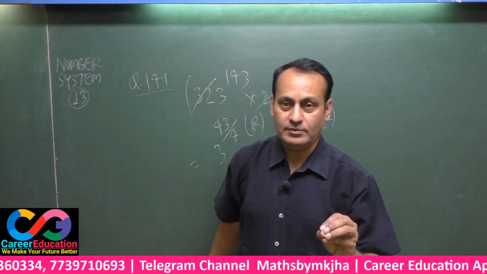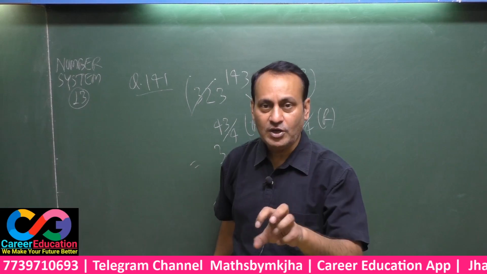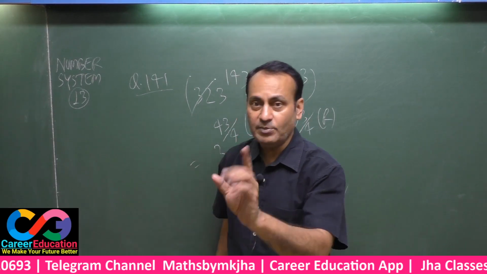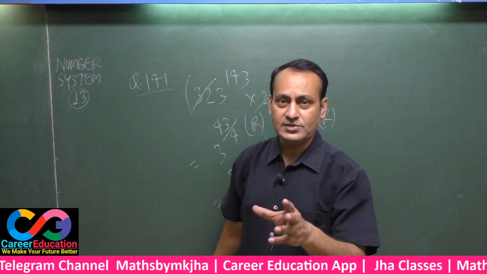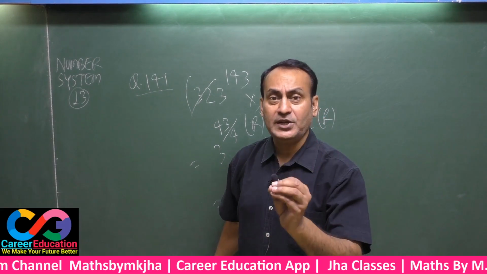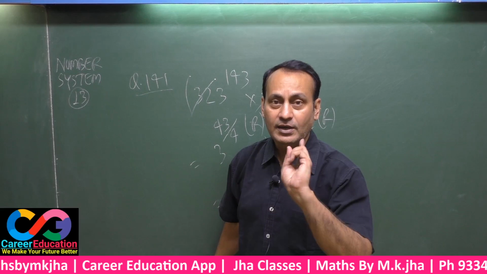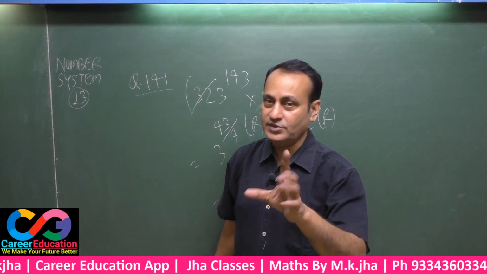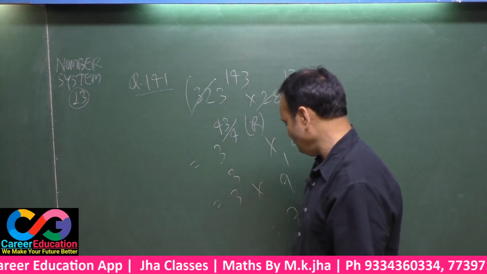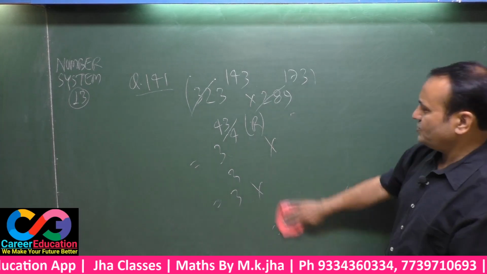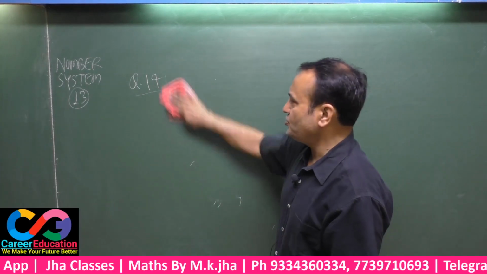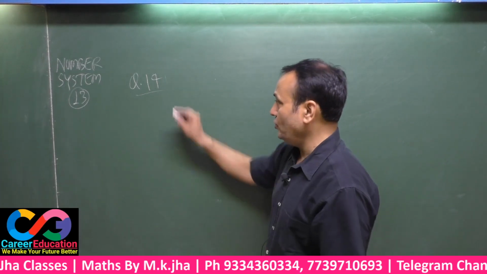Again you have to accept 0 as 4. That means 0 must be replaced by 4 again. This is your note. See here. Next question, 142.